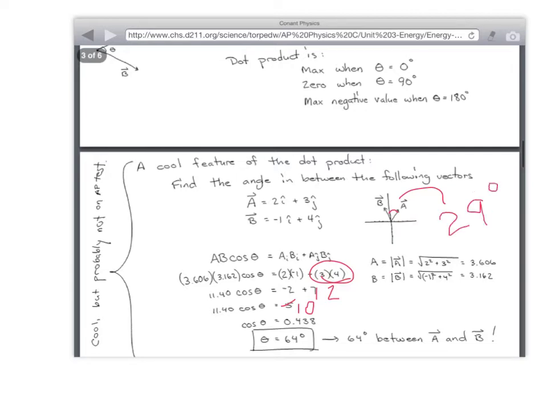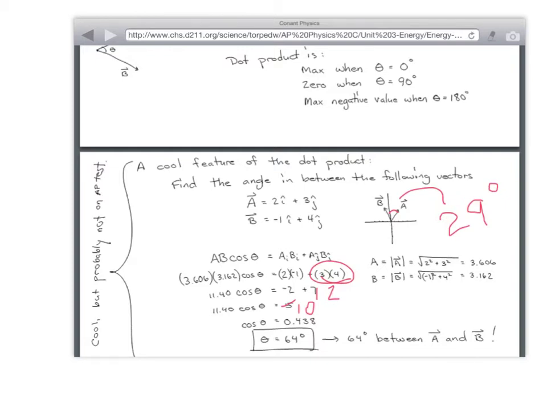Does that angle look like about 29 degrees? Well, it's definitely acute, right? It could look like 64, sorry. So anyway, that's good to know. So that's kind of a cool thing. The dot product is a really neat way to get the angle between two vectors.